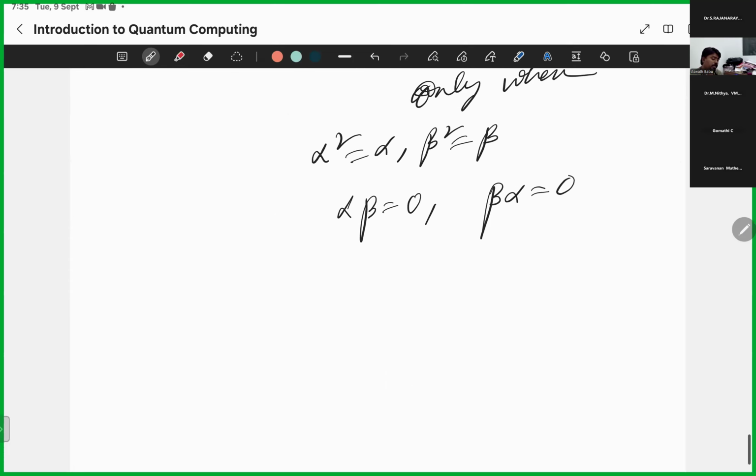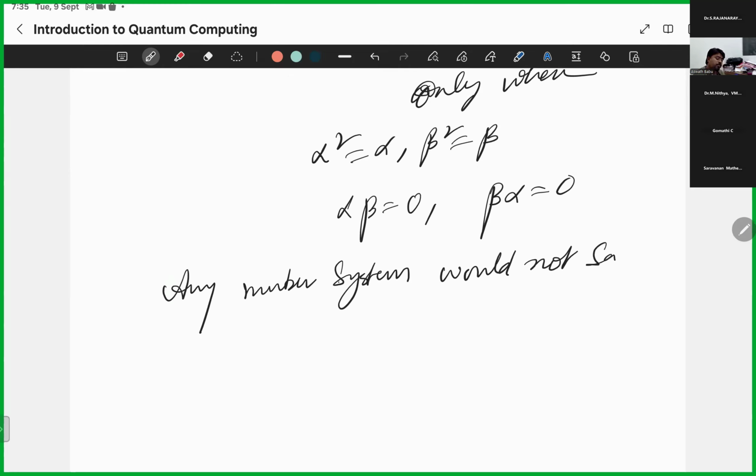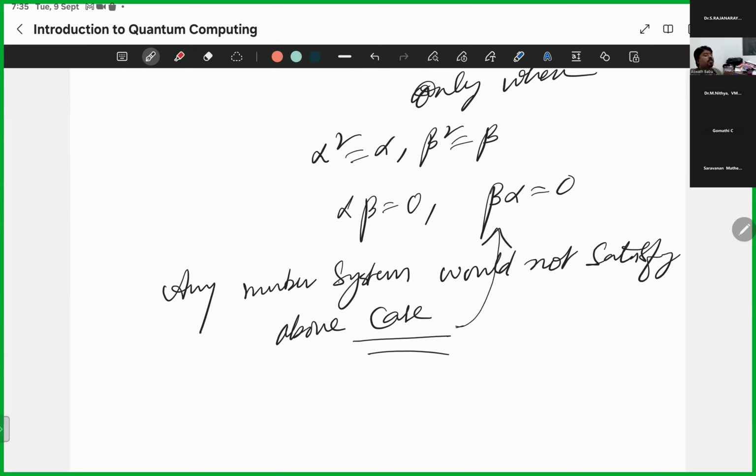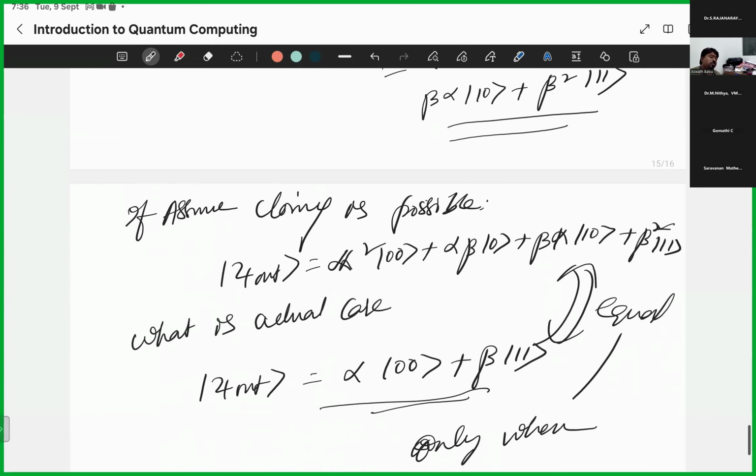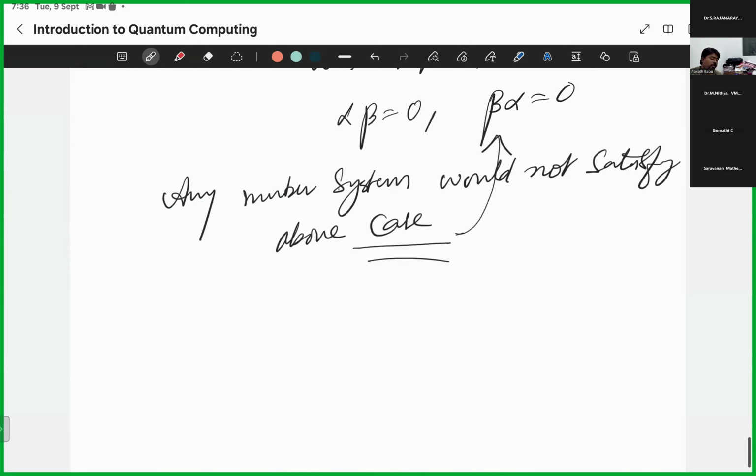So anything in any number system would not satisfy the above case. The obvious cases are there: one of them is 1 and the other one is 0. But we don't want that case. We want superposition states to be cloned. That means the assumption that cloning is possible is a wrong assumption. That is why cloning is not possible.